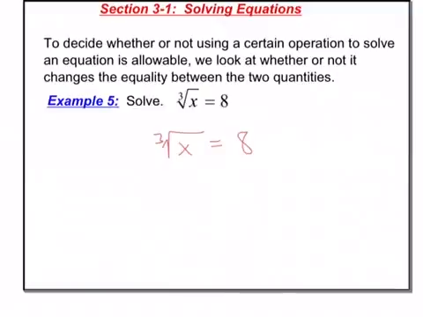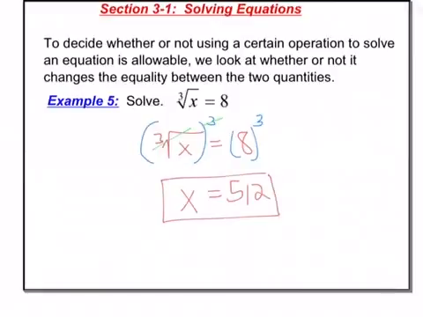We've solved square roots before, and to get rid of or cancel out a square root, you square both sides. So in this case, you're going to go ahead and cube both sides. Okay? So cubing a cube root, the effect it has on the problem is that those will just cancel out. So you're left with x is equal to, and then when you do 8 cubed, you're going to get 512.